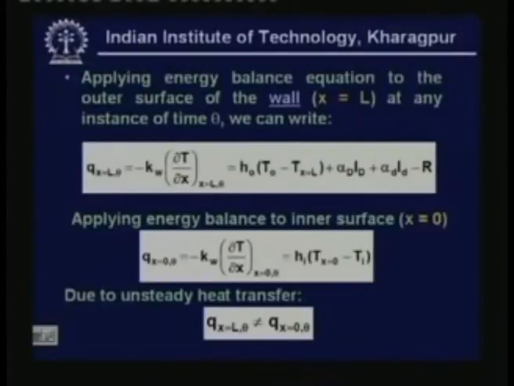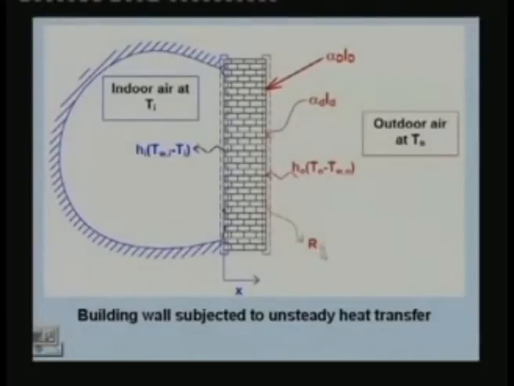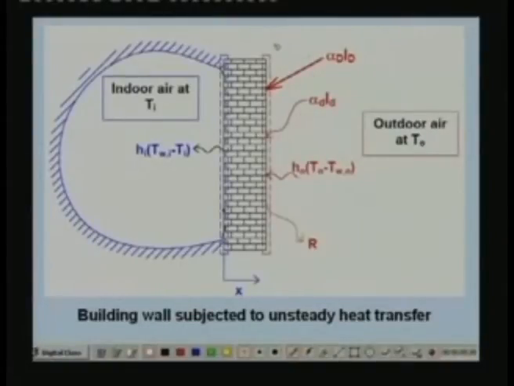Now we apply the energy balance equation to the outer surface of the wall at any instant of time theta. So let us take the outer surface of the wall. This is your wall and this is the outer surface, shown by this dashed line, and we apply energy balance to the outer surface. Since the surface does not have any mass, whatever energy enters the surface must leave the surface.